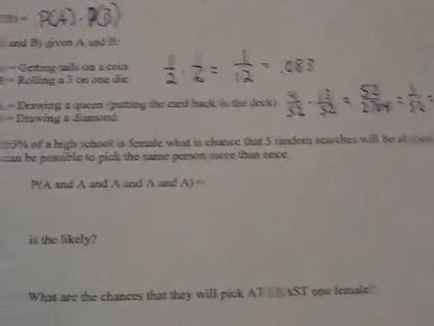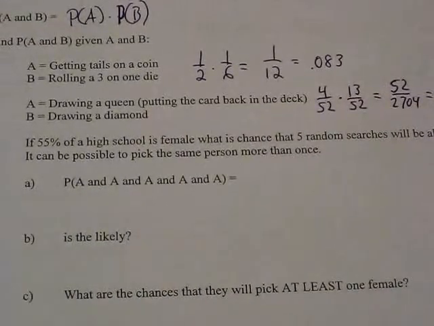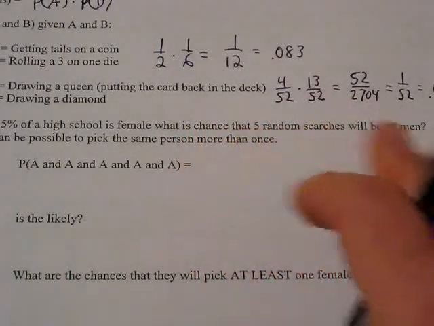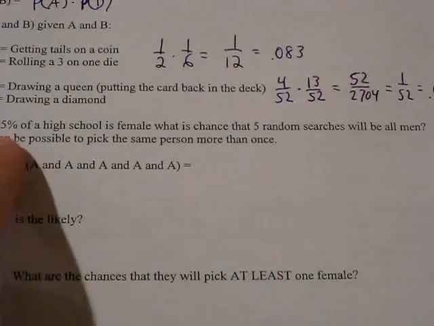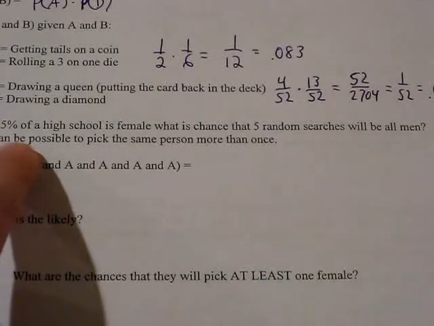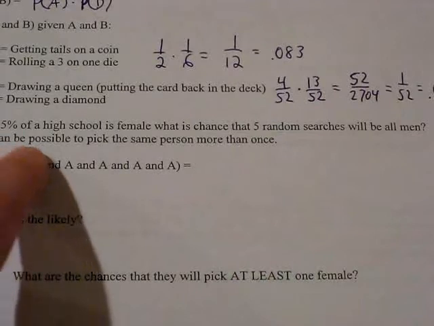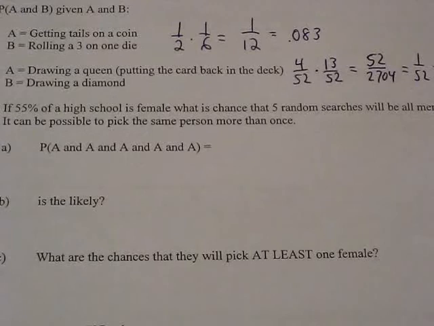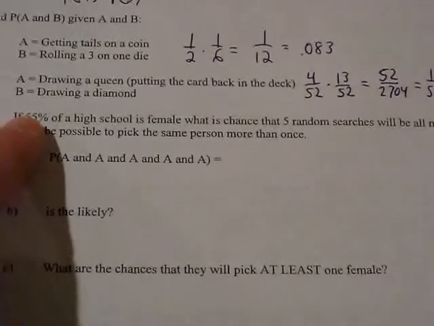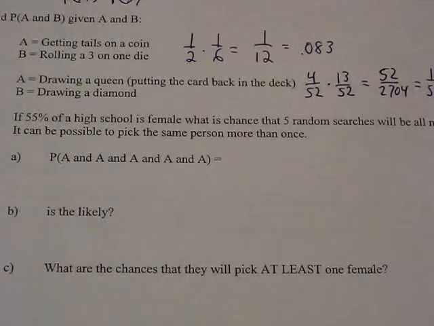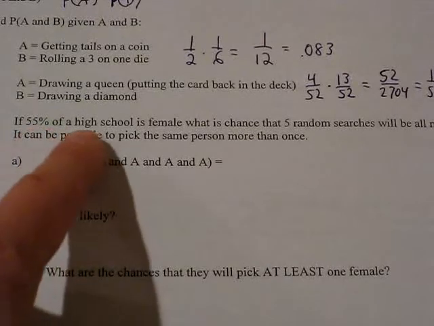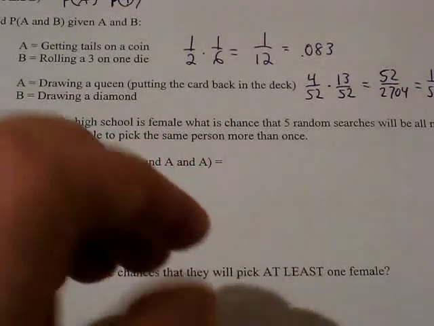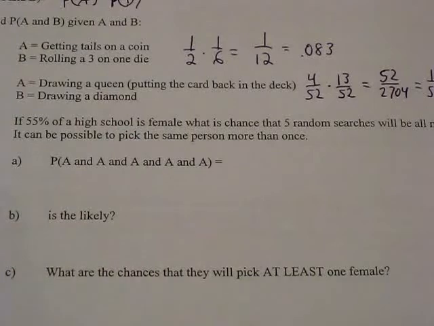Now, this is an interesting question here. If 55% of a high school's class are female, what is the chance that 5 random selections will be all men? It can be possible to pick the same person more than once. That way, if they pick somebody, it won't change the percent from 55% or otherwise. Now, I mentioned that 55% of the high school is female, so the probability of choosing a man would be 45%.